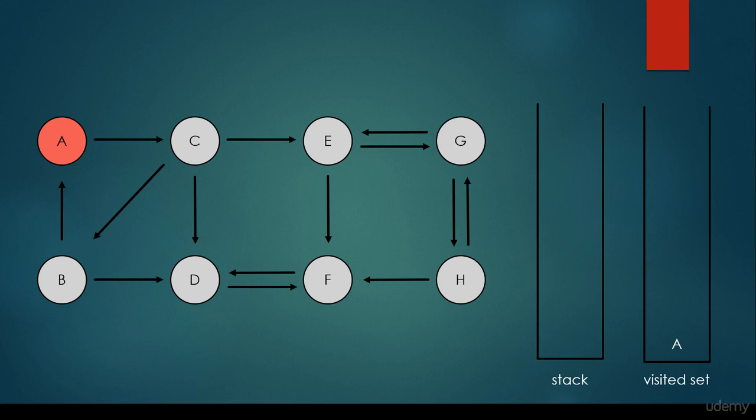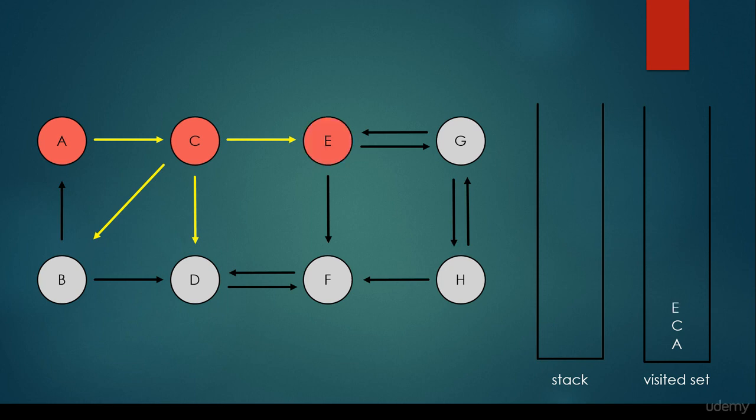Then let's visit its neighbors in a depth first search manner. So we visit the C and we add it to the visited set. Then we visit all of its neighbors in a depth first manner. For example, we keep visiting the right child, which is the E, and we add it to the visited set. Then we visit the neighbors of the E.